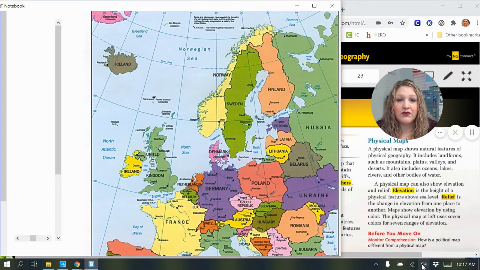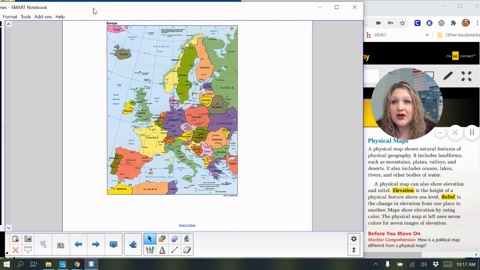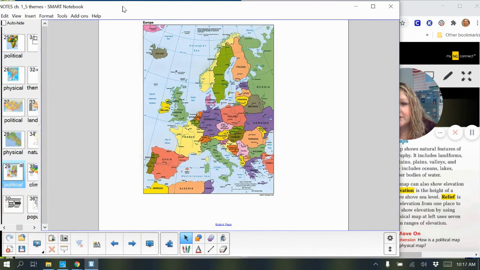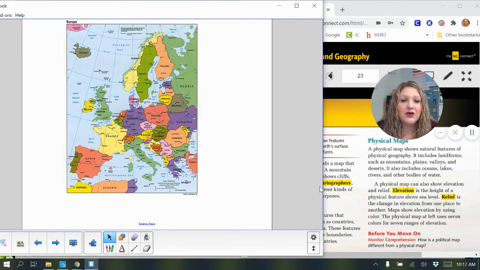And okay, we're gonna go out for this one because that one's a little too big. So this one, we're looking at Europe. We're looking at a little bit of Asia over here and a teeny tiny bit of Africa down here. But we see all of these different colors. So this is showing us boundaries. Okay, so this is a political map.